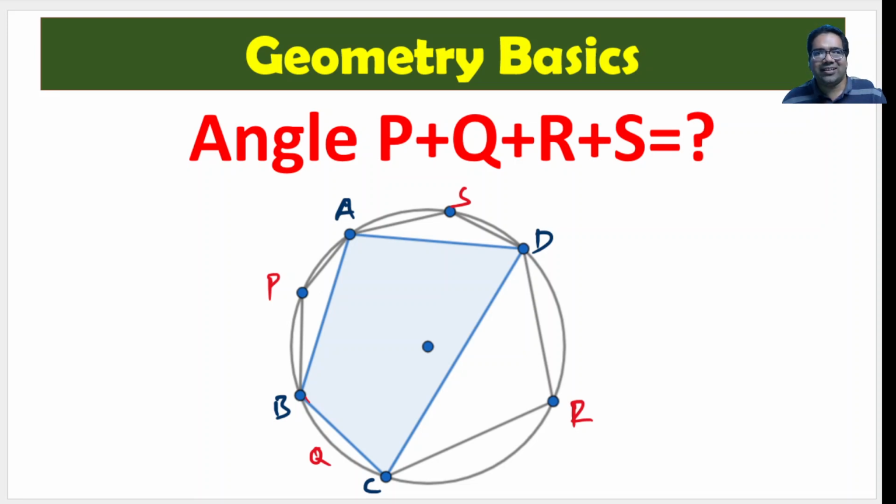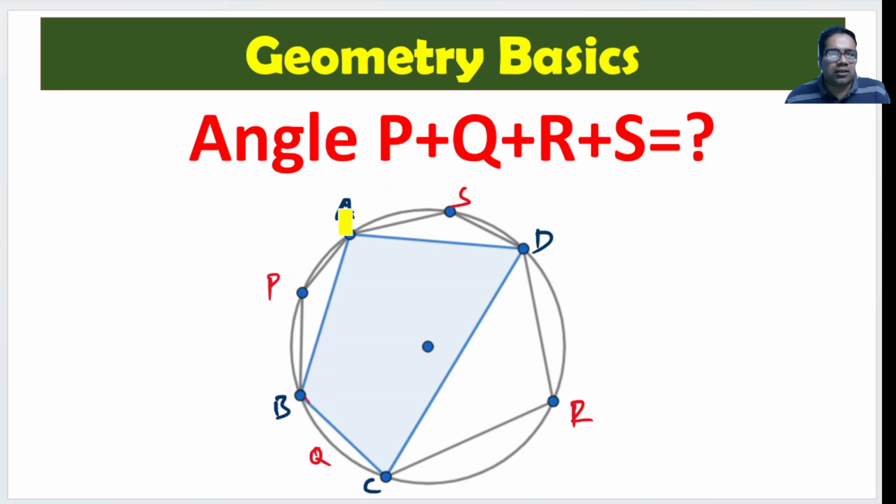Hi friends, here is a nice problem. We have a cyclic quadrilateral ABCD. Cyclic quadrilateral means the quadrilateral whose vertices are on a circle. Right, all vertices are on a circle.